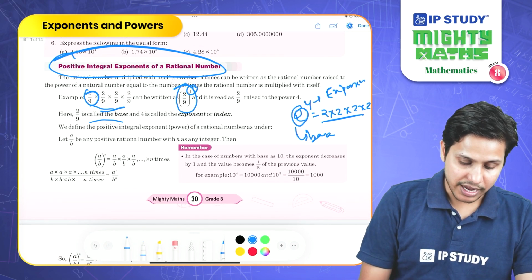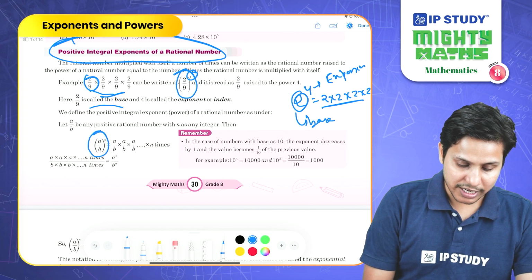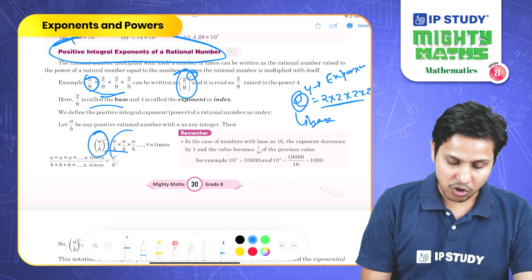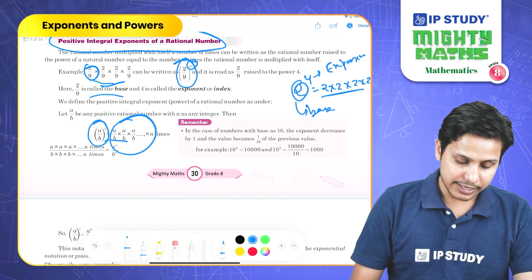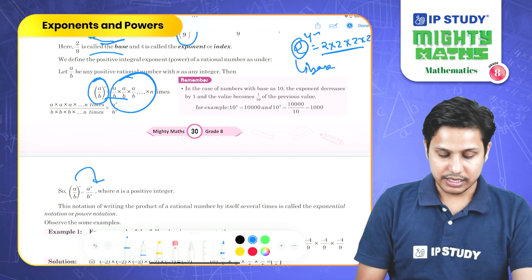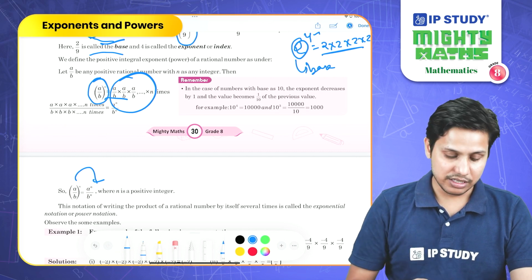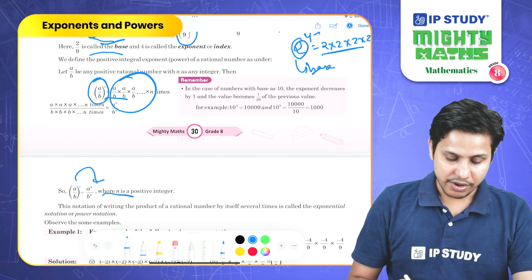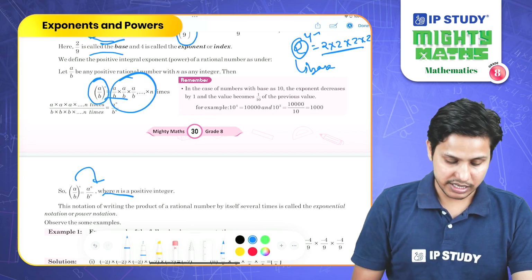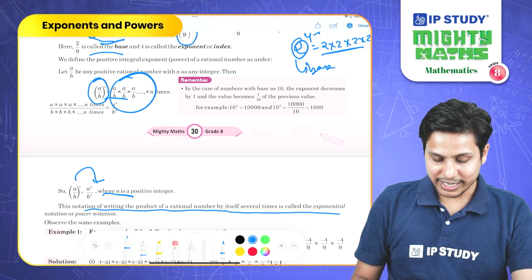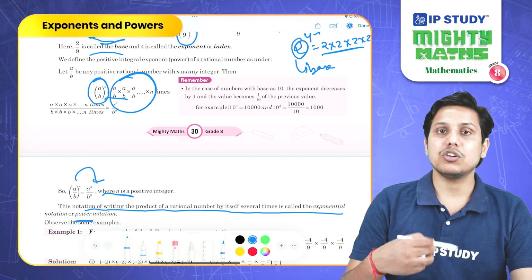So if a over b raised to the power of n is written, then we multiply a over b n times. We can write it like this: a over b raised to the power of n is equal to a raised to the power of n over b raised to the power of n, where n is any positive integer. The notation of writing the product of a rational number by itself several times is called the exponential notation or power notation of the number.